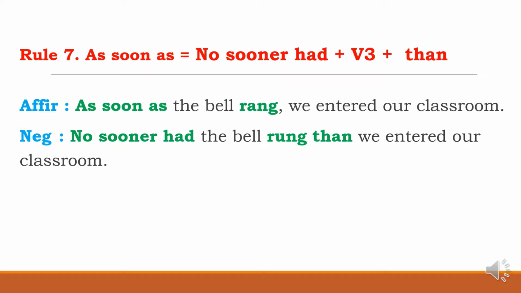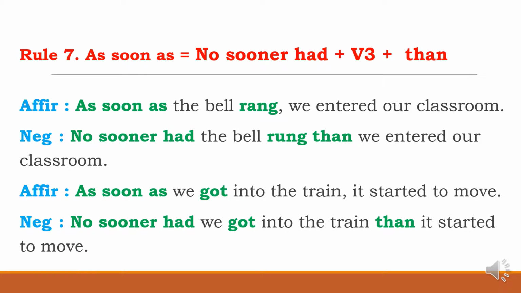Let's see some examples. "As soon as the bell rang, we entered our classroom." Its negative form is "No sooner had the bell rung than we entered our classroom." Here we have replaced the phrase "as soon as" with "no sooner had." Then we have the subject "the bell," so it remains unchanged, and then V3. Here the verb is "rang," its V3 is "rung," so we have used "rung," and then in the middle of the two given clauses we have used "than," and the rest of the sentence remains unchanged.